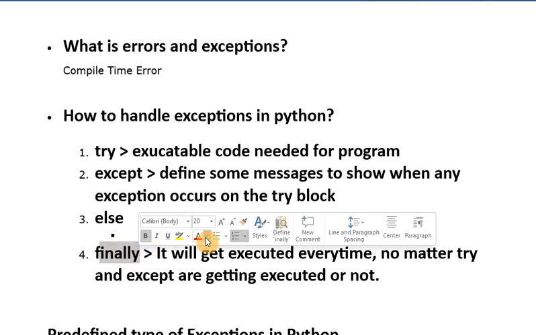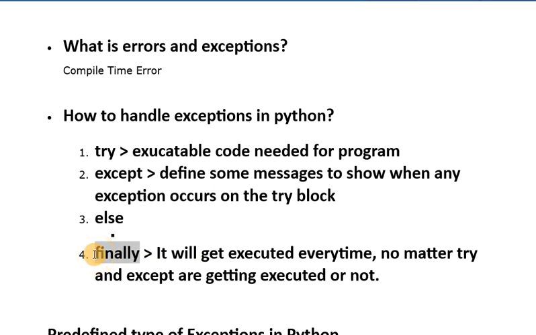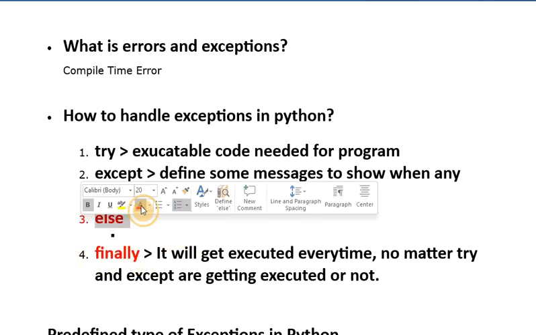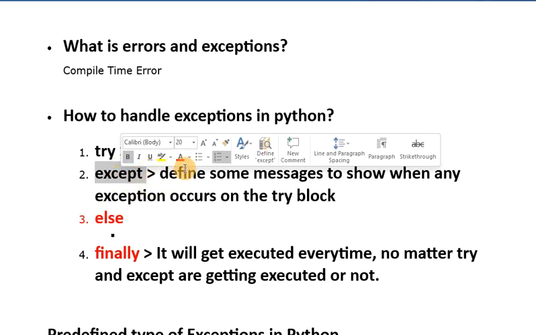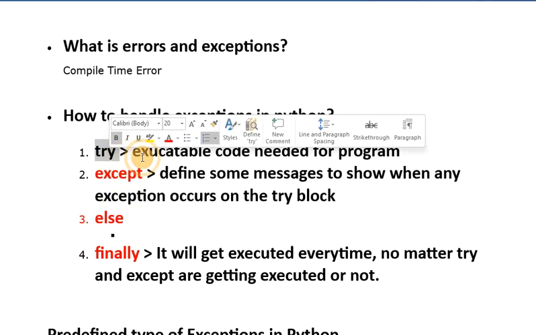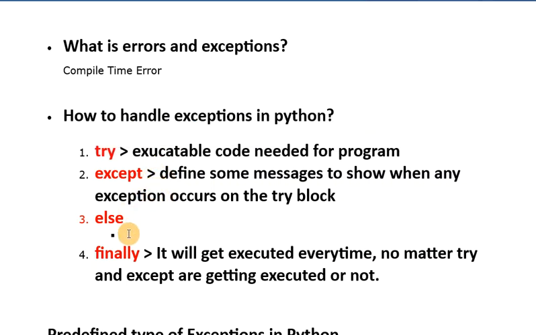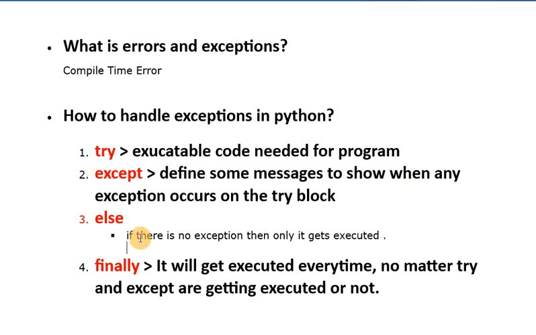Let me make the highlight here. So this finally basically is different. This else is different, and this is also different, and this is also the try block here. So this else block, if there is no exception, then only it gets executed. So this is all about the theoretical part.